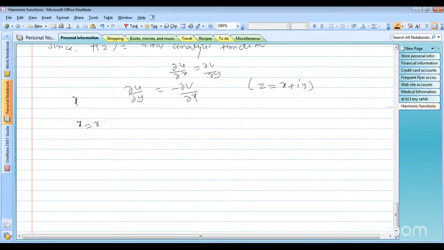Therefore x is equal to r cos theta and y is equal to r sin theta. In the problem it is given that z is equal to r(cos theta plus i sin theta), so x is r cos theta and y is r sin theta, where r sin theta is the imaginary part. Therefore r is equal to the square root of x squared plus y squared, and theta is equal to tan inverse of y by x. So z is r e^(i theta).